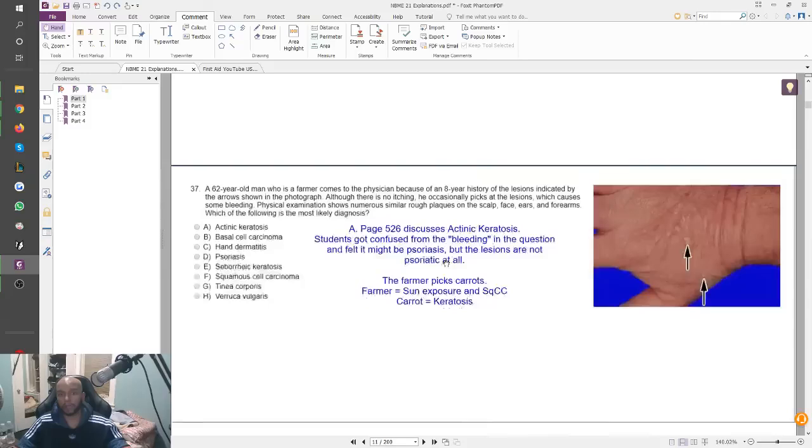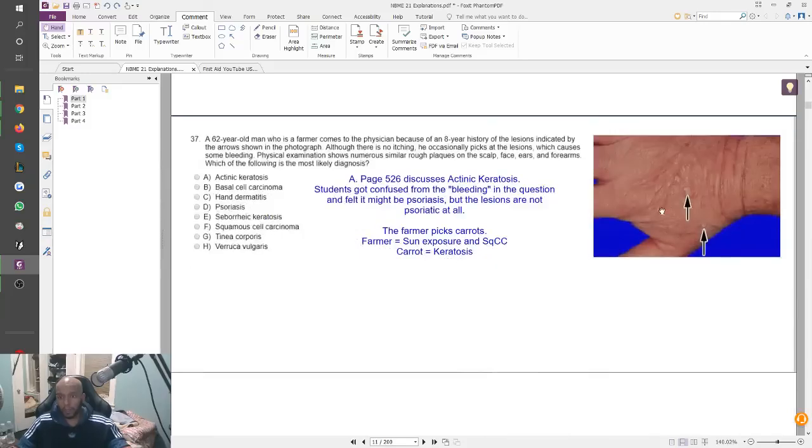Very easy question. Again, an image, they show you a pretty old person's hand with some kind of lesions on it, right? And then they go on to tell you a 62-year-old man who is a farmer. Now remember, being a farmer is related to many things on Step 1. But in real life, being a farmer is one thing for sure: sunlight exposure. You're out in the sun. Comes to the physician because of an 8-year history of lesions indicated by the arrows shown in the photograph. Although there is no itching, he occasionally picks at the lesions, which causes some bleeding.